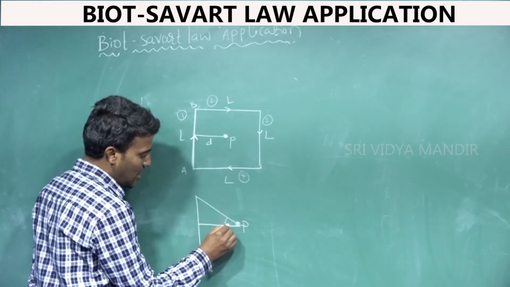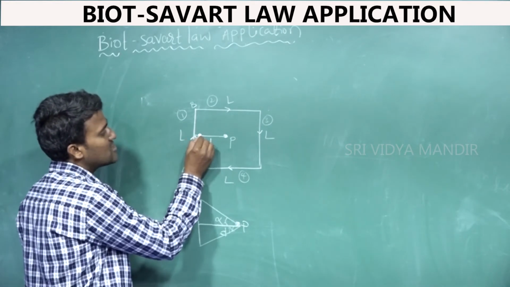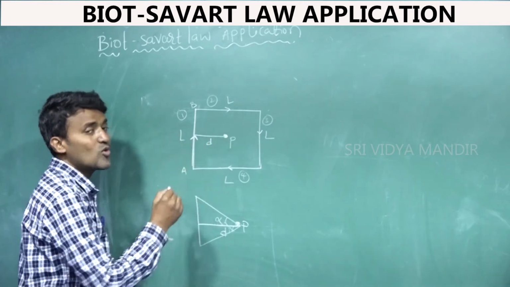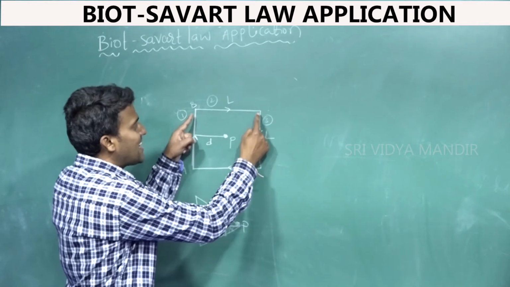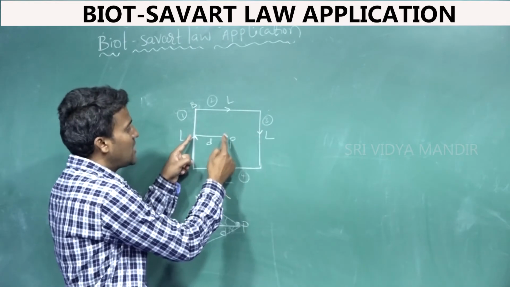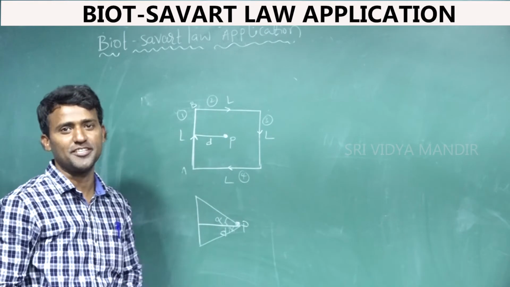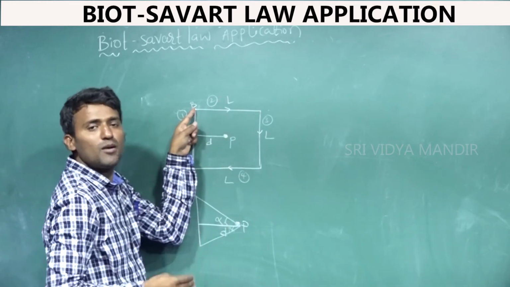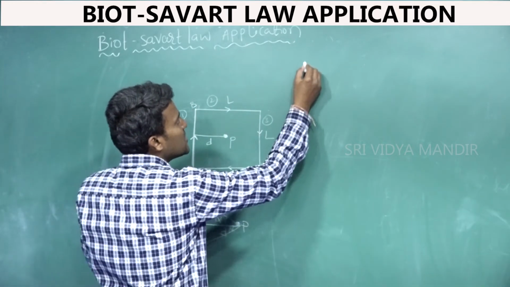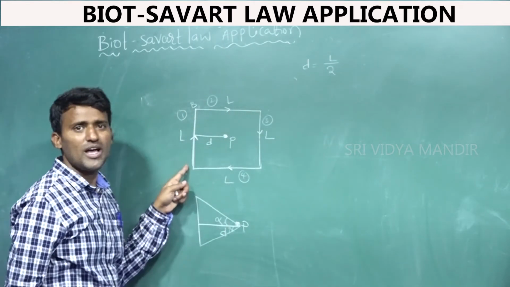And this angle is alpha, this angle is beta we have taken. Same here, this distance is d. Here d is equal to how much? See here, this total length is L. Exactly midpoint means it is half of the distance. So total length is L, half of the distance is L by 2. I am writing here d is equal to L by 2.